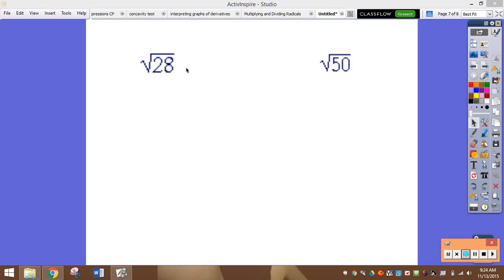And so when you have a square root, sometimes it's quicker to look for a perfect square factor rather than trying to factor the number all the way down to its prime factors. So let me show you what that looks like. 28 I can factor a couple of ways. I can use 2 and 14, or I can use 4 and 7. But I'm going to choose 4 and 7 because 4 is a perfect square.